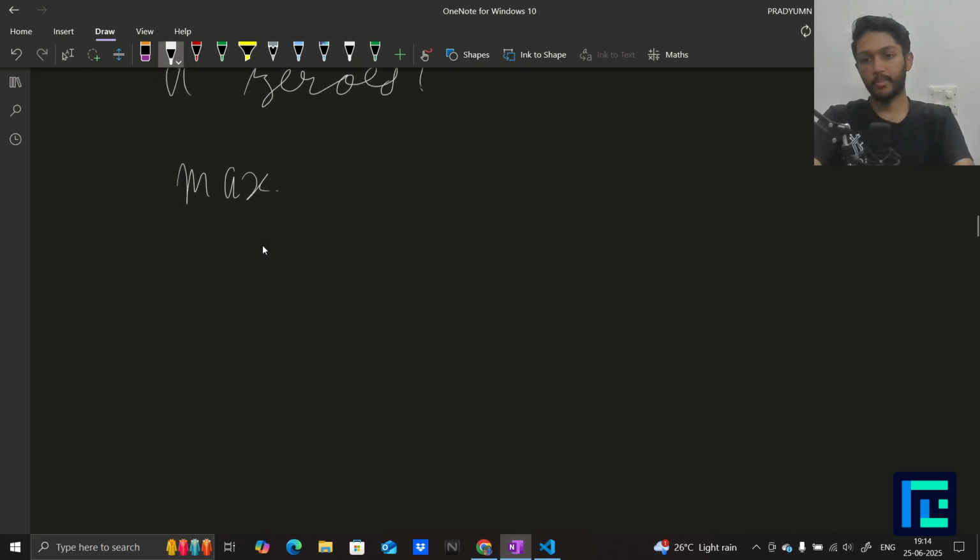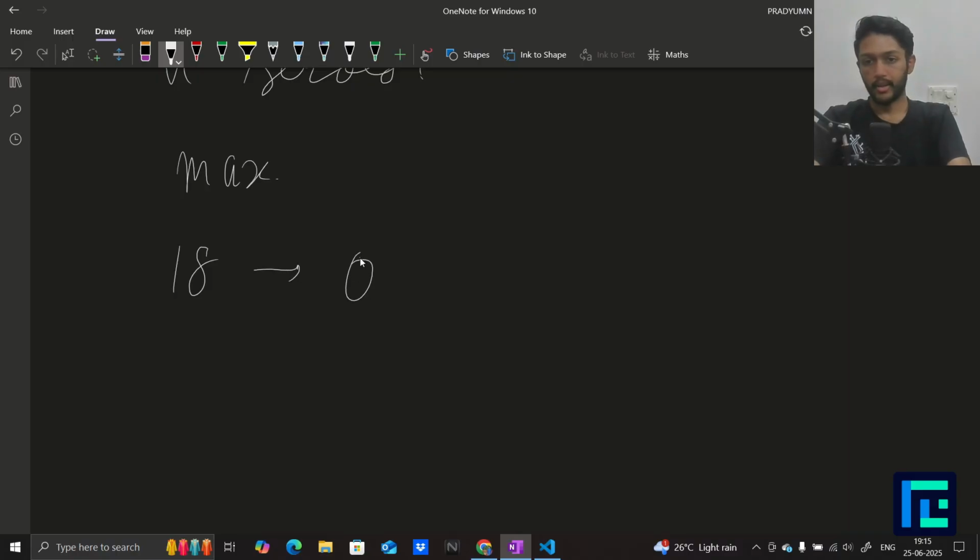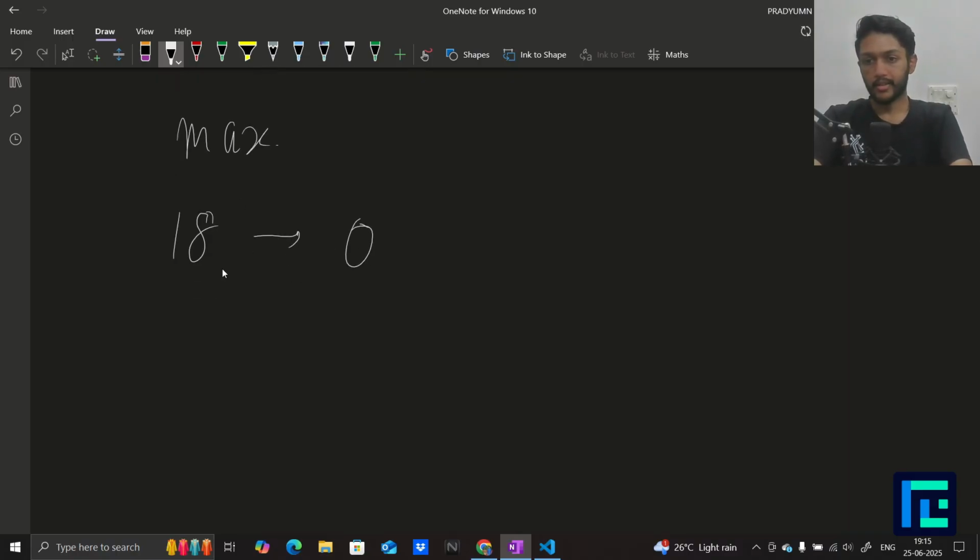I'll start iterating from 18 down to 0, and check: can I make 18 zeros, can I make 17 zeros, can I make 16 zeros, and so on. As soon as I can make a certain number of zeros, I'll print that out, because that is the maximum number of zeros that I can get. Greater than that, we already checked, it is not possible.